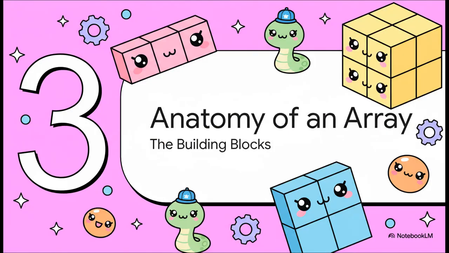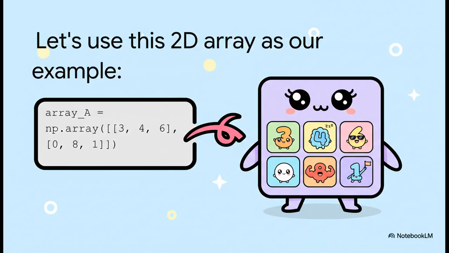Okay, so now that we know why these arrays are so powerful, let's actually look under the hood. We're going to break down the core of NumPy, the ndarray, which just stands for n-dimensional array. Getting a handle on its basic properties, or attributes, is absolutely key. And to keep things simple and clear, we're going to use this one example for the next little bit. We'll just call it Array A. As you can see, it's a 2D array, pretty straightforward, 2 rows, 3 columns, all filled with integers.